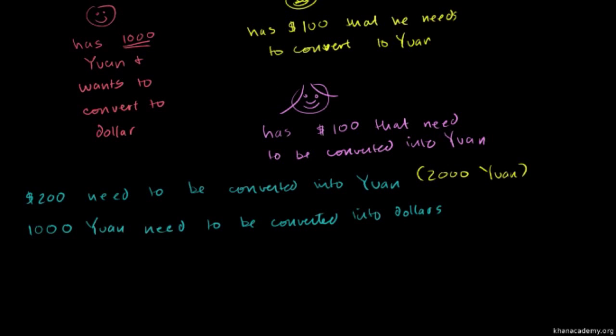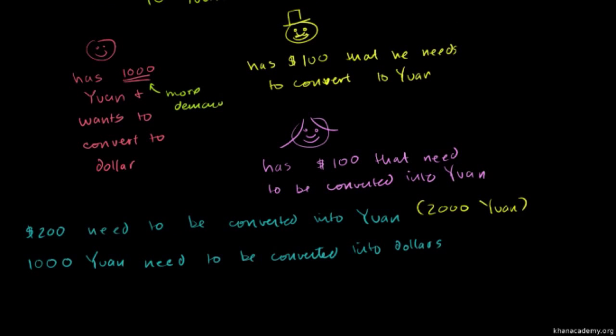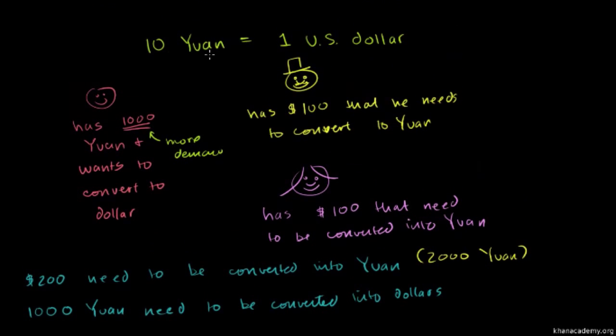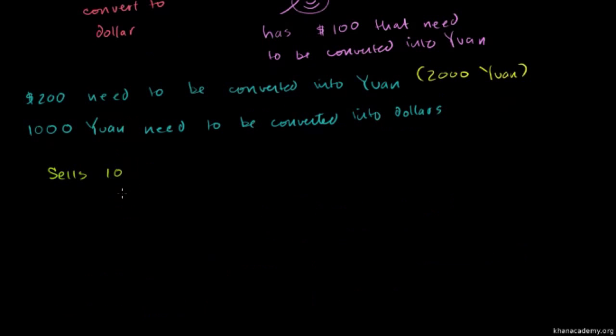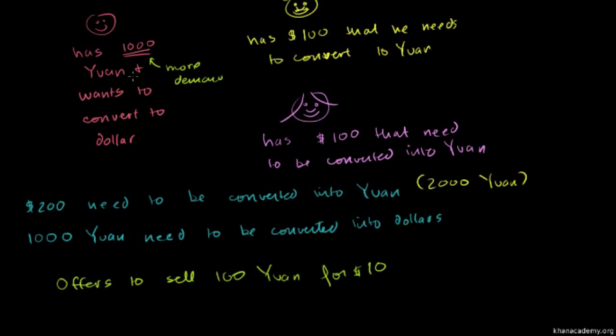But since this guy is more in demand, to simplify things, I'll make him the person that's kind of able to create an auction type situation, which is really what the markets are trying to do, so that you can equalize supply and demand. So he says, you know what? I'm willing to sell 100 yuan for $10, or offers, I should say. Offers to sell 100 yuan for $10. He just thinks that that's a fair offer price right over there, converting yuan into dollars.